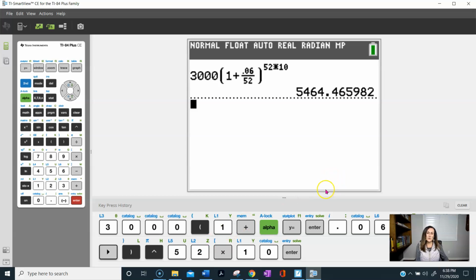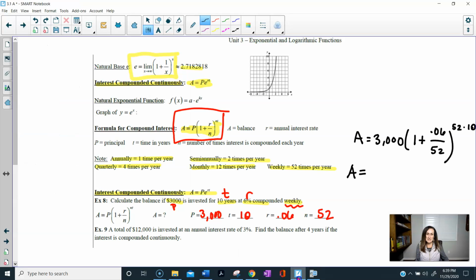You're going to round it to the nearest penny. So let's come back to here and put in the amount. We would now have $5,464.47. So your $3,000 has grown to about $5,500 after 10 years because of compound interest.